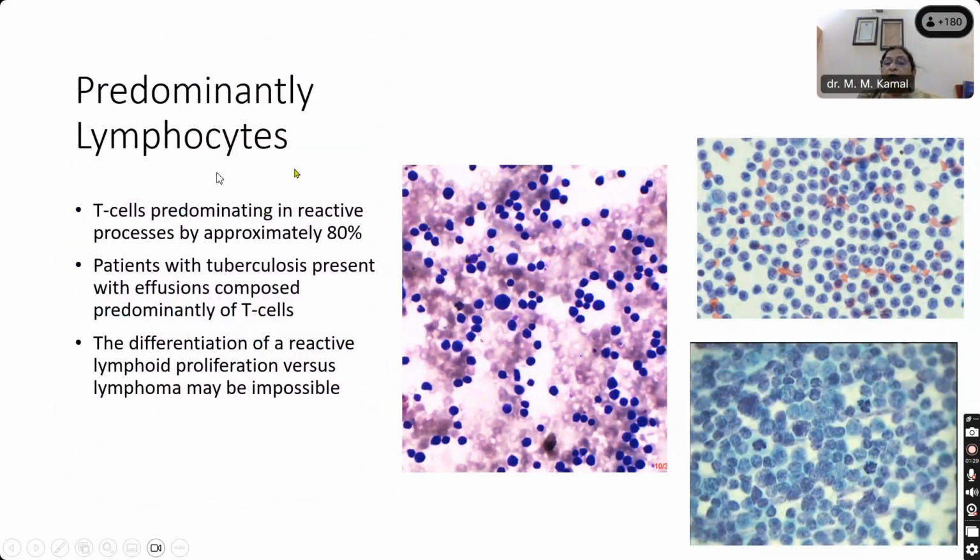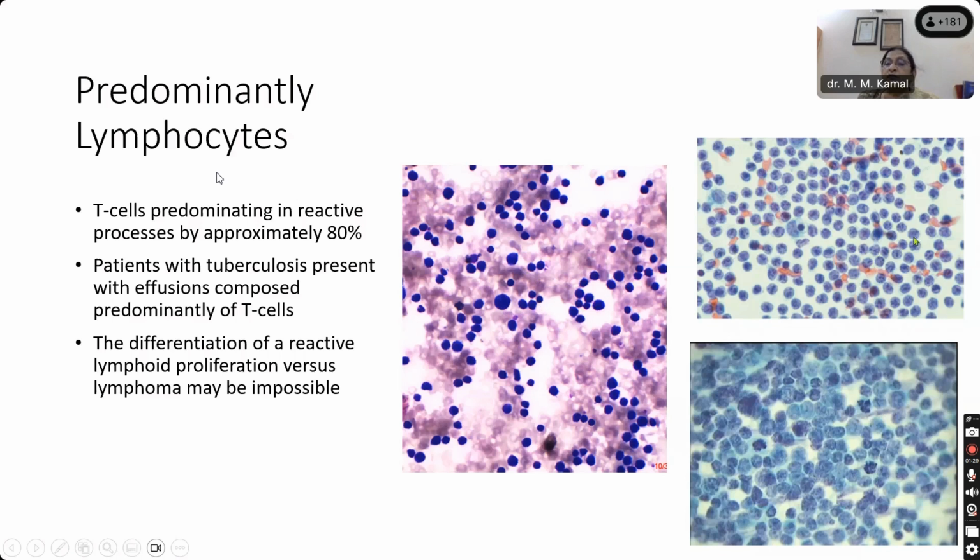Now, when do you see lymphocytes? We'll just extend this case to another condition. T cells predominate in reactive processes in 80% of the cases. Patients with tuberculosis will present with effusion composed predominantly of T cells. The differentiation of a reactive lymphoid proliferation versus lymphoma may sometimes be difficult. Now, here you can see a reactive population of lymphoid cells. This is a little large, this is another cell, and then you have the mature lymphocytes.